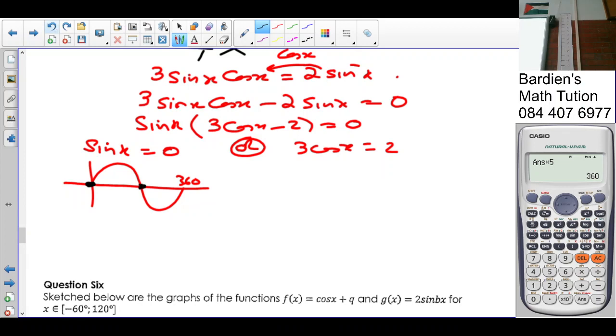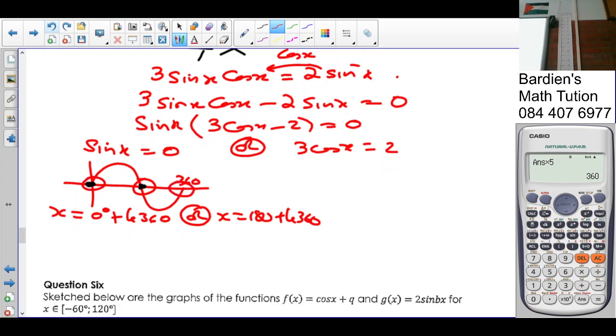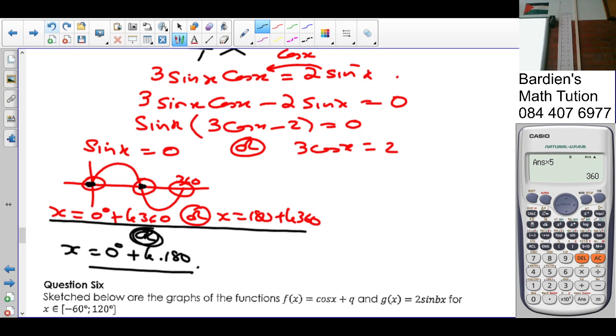Okay. So there's two ways I can do this. I can say x is equal to 0 plus k times 360, or x is equal to 180, which is the solution here, plus k times 360. Okay? Or we know that the solution is happening every 180 degrees, so I can write it as x is equal to 0 plus k times 180. It's either that or this, it means the same thing.